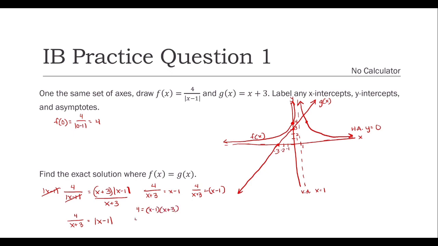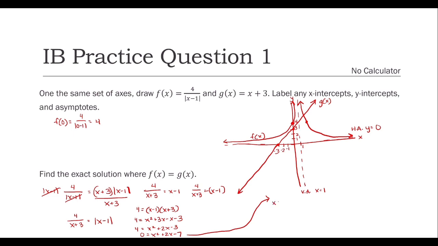So this will be 4 equals x squared plus 3x minus 3. So 4 equals x squared plus 2x minus 3. And then we'll move our 4 over to get 0 equals x squared plus 2x minus 7. To find our exact solutions to this, we'd use the quadratic formula.